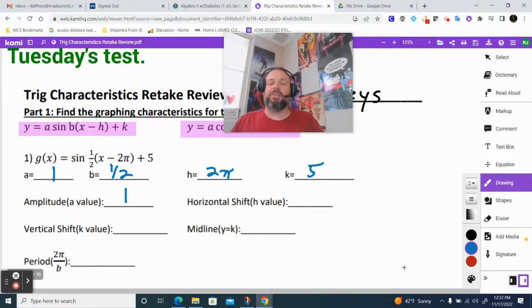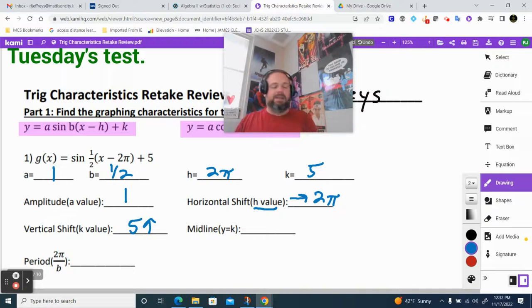Horizontal shift. Hey, look at that. This is our H value. Check that out. Somebody was super smart. So it's positive, so this goes to the right 2 pi. That's it. Our vertical shift is our K value. This is 5, so it's positive. So it goes up 5.